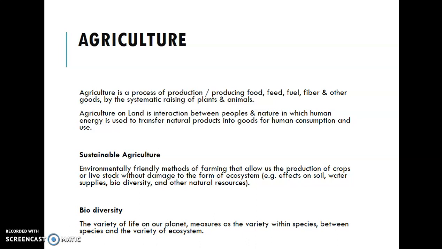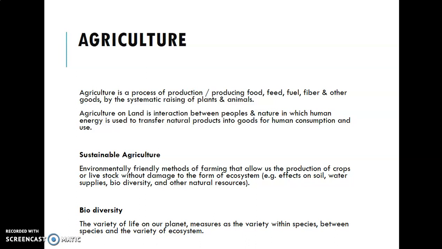So currently we use different technology in agriculture and we want to use a small piece of land and get a lot of production from it. So agriculture on land is the interaction between people and nature. It means that the farmers practice and do their skills and they see the environment, and according to the environment they produce their crops, and when they use their energy they transfer their energy into natural products. Suppose if you cultivate wheat in the land, so after 6 months in the peak season you get a lot of production in the shape of wheat production.